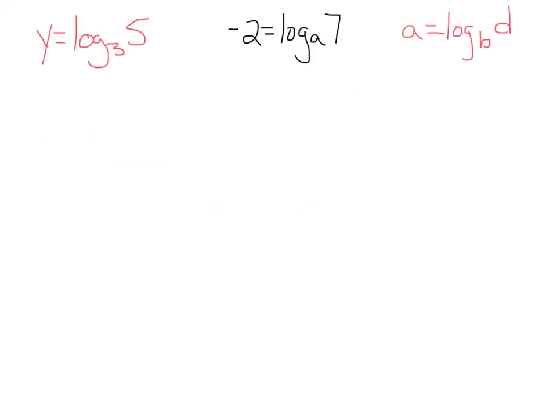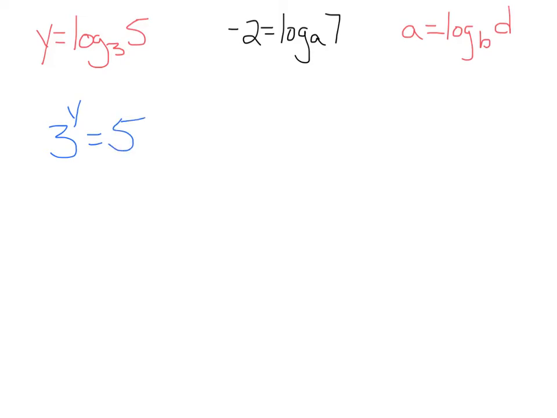So let's go in the other direction. We have 3 examples of logarithmic equations. Let's change them back into exponential equations. This is read y equals log base 3 of 5. Remember, a log is used to solve for exponents. So here's our exponent and here's our base. So we have 3 raised to the y power equals 5.